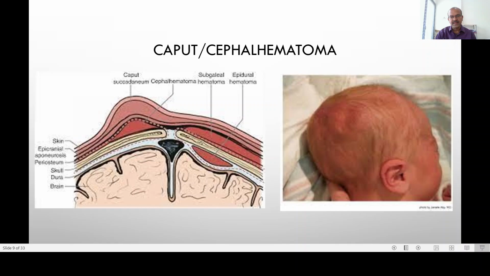Because it's a large area and sometimes an artery-like vessel is involved, it can bleed excessively. Baby can become hypovolemic and go into shock. So it's very important to recognize this quickly. Regular measurement of the head circumference, close monitoring of the vital signs, observation of these signs, and measurement of the hemoglobin will guide you.